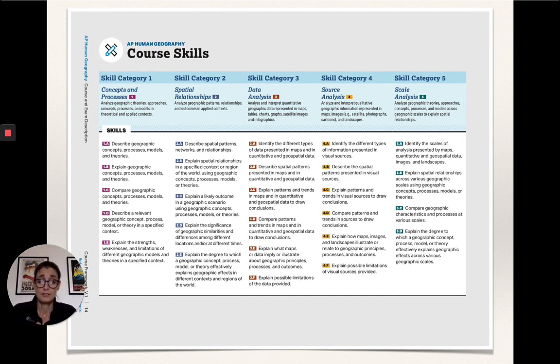When you looked at China as a whole, at first there was just this big red dot, right? But then as you zoomed in, most of that big red dot was in Hubei, and the rest of the provinces had little tiny red dots, right? So the scale of analysis is really important. You want to explain spatial relationships across various geographic scales using geographic concepts, processes, models, or theories. How did this virus spread? Why did it spread the way it spread, right?